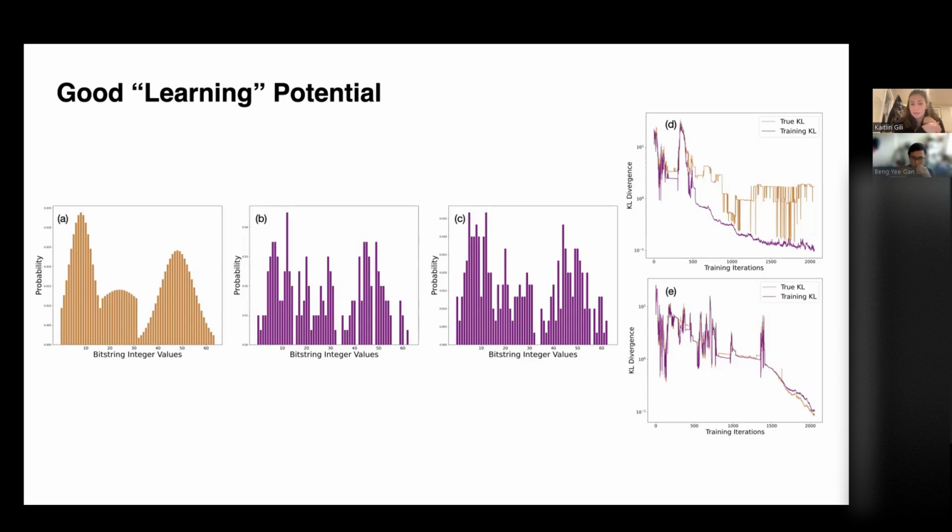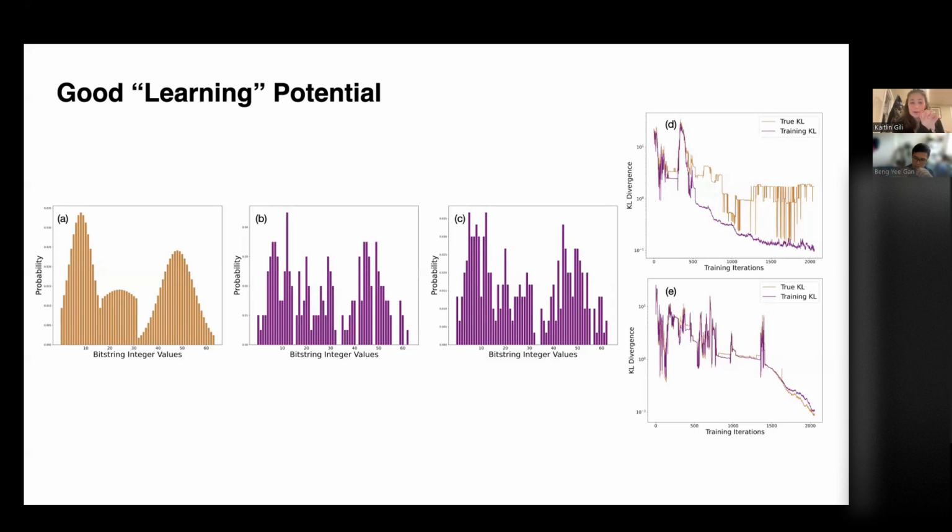But when we ramp it up to 300 samples and we give the model 300 samples of training data, we see that the true KL ends up dipping below the training KL, meaning that the model is actually getting closer to the true distribution than to the training samples, which is what many people would define as learning or generalization, which is great.